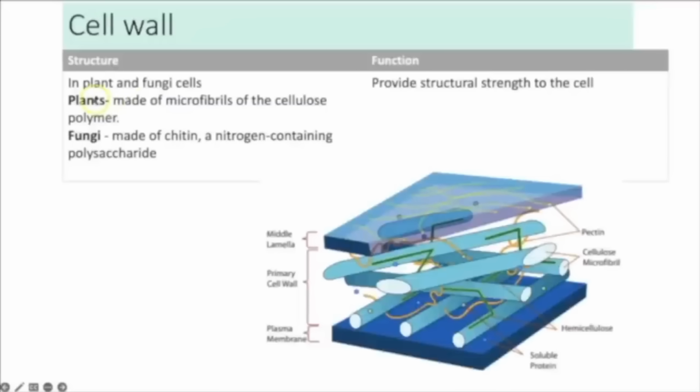Cell walls are found in plants and fungi of eukaryotic organisms, not in animal cells. And in plants, you have microfibrils of the cellulose polymer, and in fungi, you have chitin instead. So they're made up of two different molecules. Plants have cellulose for structural strength, whereas fungi have chitin. And that is still a polysaccharide, but it also contains nitrogen. The function of the cell wall, though, is to provide structural strength.